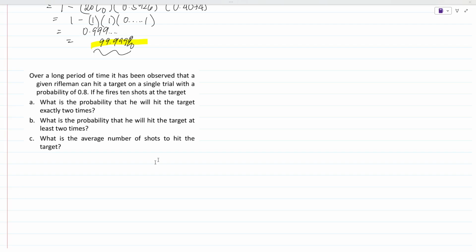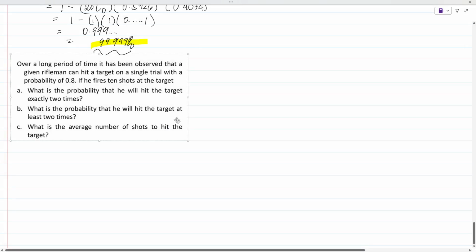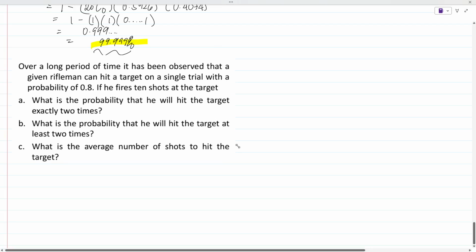Over a period of time, it has been observed that a rifleman can hit a target on a single trial with a probability of 0.8. If he fires 10 shots at the target, what is the probability that he will hit the target exactly 2 times, and what is the probability that he will hit at least 2 times? And the average number of shots to hit the target.